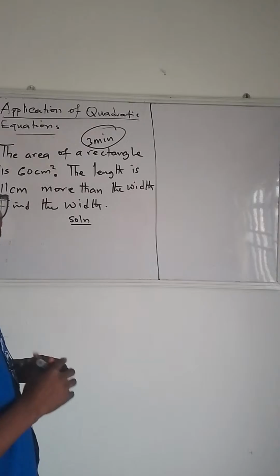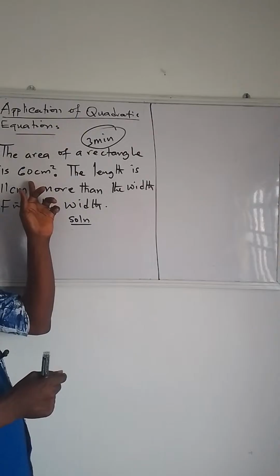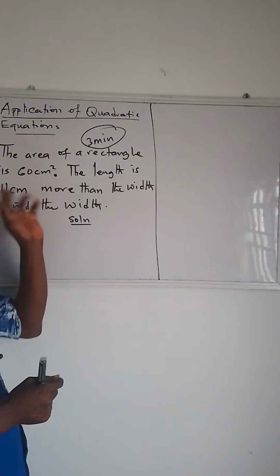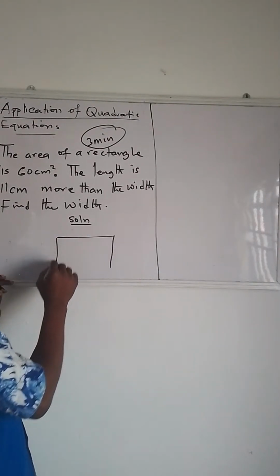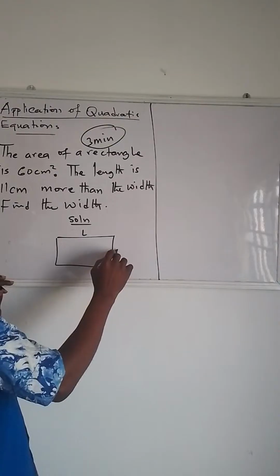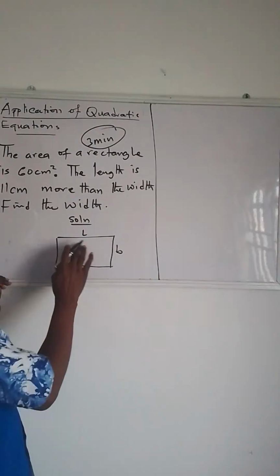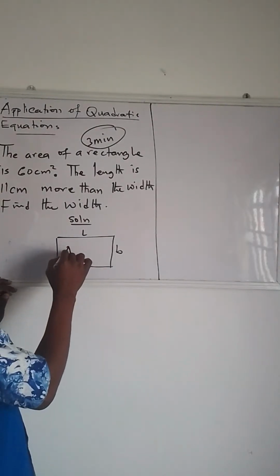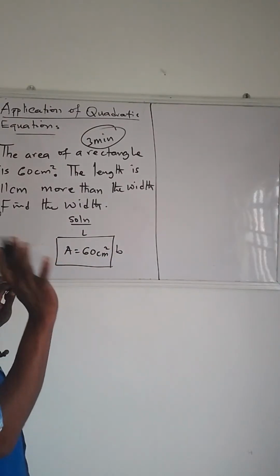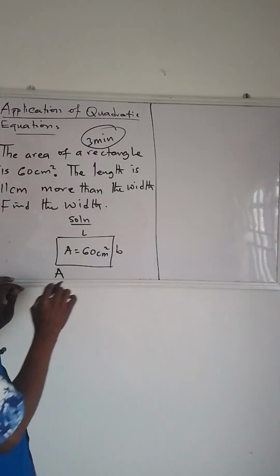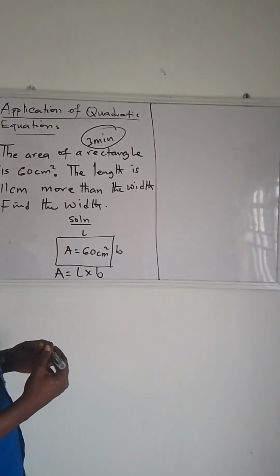So I need everybody to look up now. Let's see. Now, the area of a rectangle is 60 centimeters square. So they are talking about a rectangle. Rectangle is of this form. We have the length and the width, which is also the same thing as your breadth. Now, the area here is 60 centimeters square. Now, what I need to know is the formula for finding area of a rectangle. That is length times width, or length times breadth.